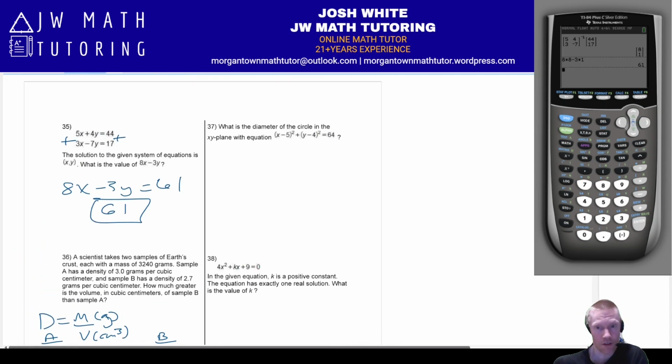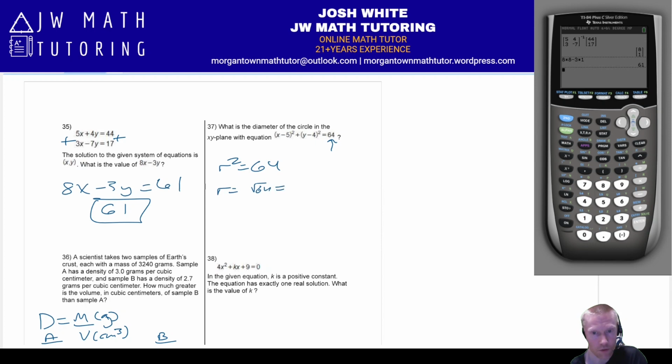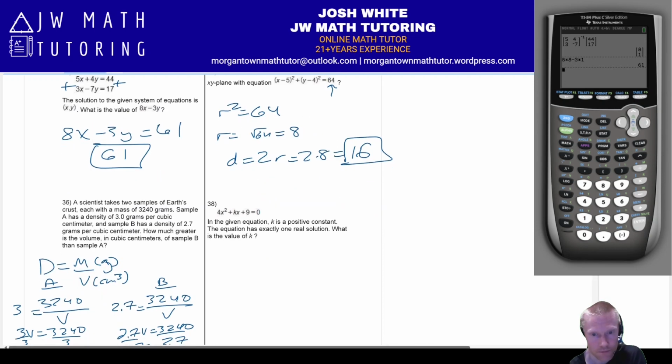For 37, this is actually a very, very short, easy question. You have to know standard form of a circle, and specifically that the number on the right is equal to the square of the radius. So the radius will be the square root of 64, which is just 8. The diameter is 2 times the radius. 2 times 8 is 16. Diameter of this circle will be 16. And that's it. No other work is required.